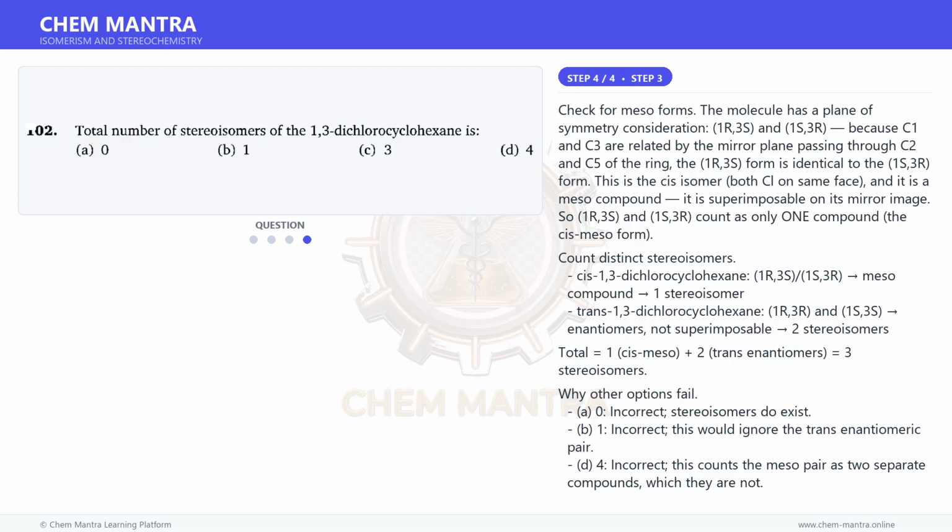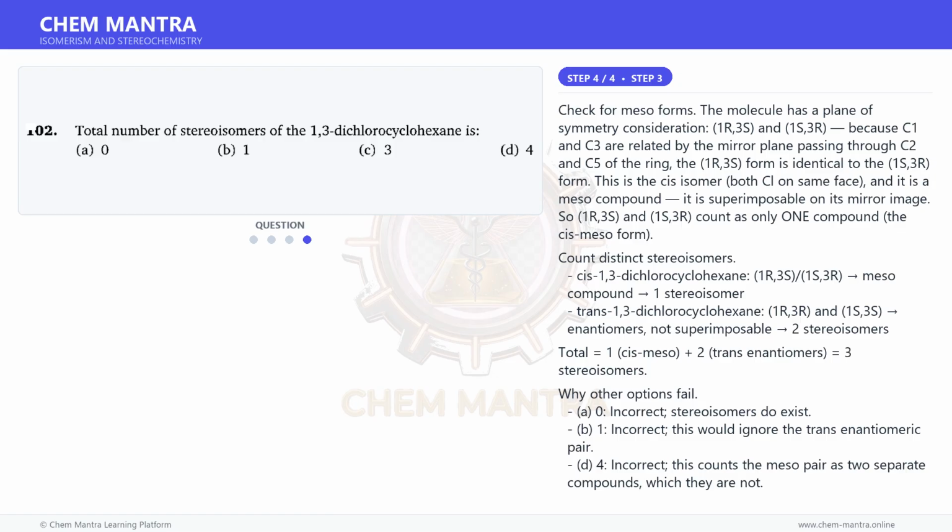Count distinct stereoisomers. Cis-1,3-dichlorocyclohexane, 1R,3S and 1S,3R, is a meso compound: 1 stereoisomer. Trans-1,3-dichlorocyclohexane, 1R,3R and 1S,3S, are enantiomers, not superimposable: 2 stereoisomers. Total is 1 cis meso plus 2 trans enantiomers, equal to 3 stereoisomers.